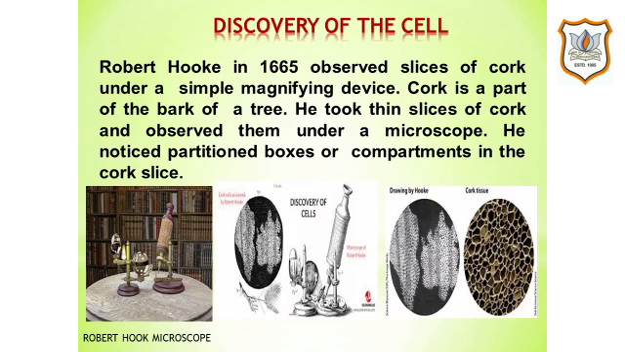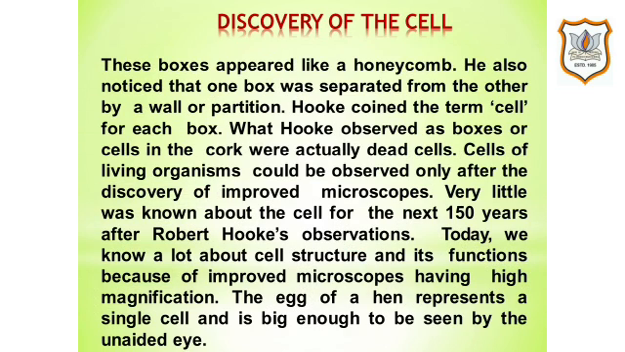The dead plant cells of cork observed by Robert Hooke were found to be empty. These boxes appeared like a honeycomb. Honeycomb means comb of bees. He also noticed that one box was separated from the other by a wall or partition. Hooke coined the term cell for each box. What Hooke observed as boxes or cells in the cork were actually dead cells. It means that the cells were dead, not living cells.